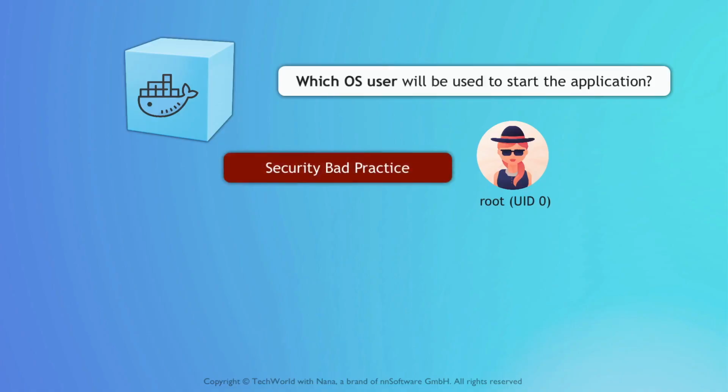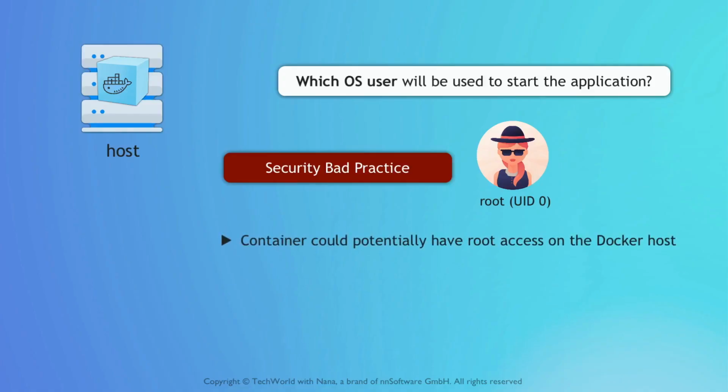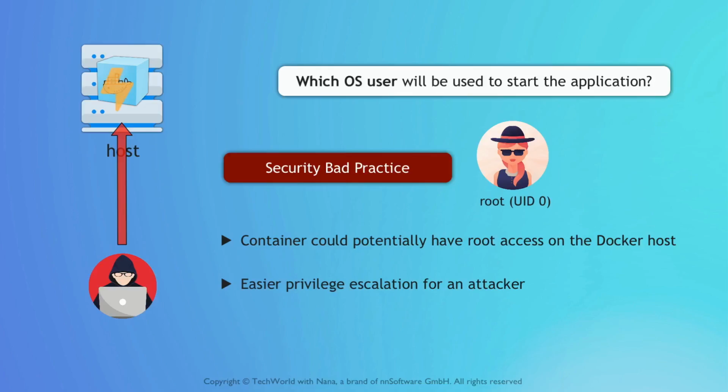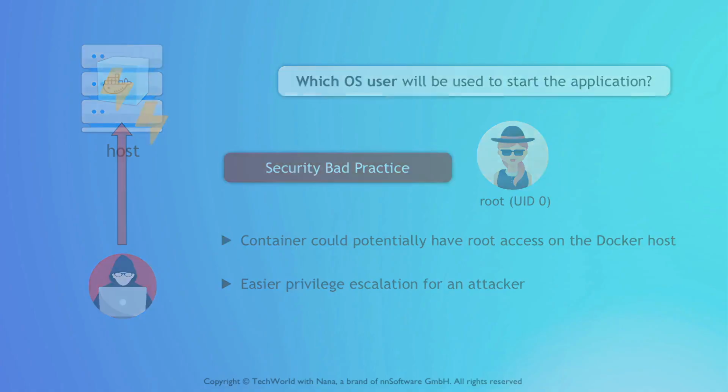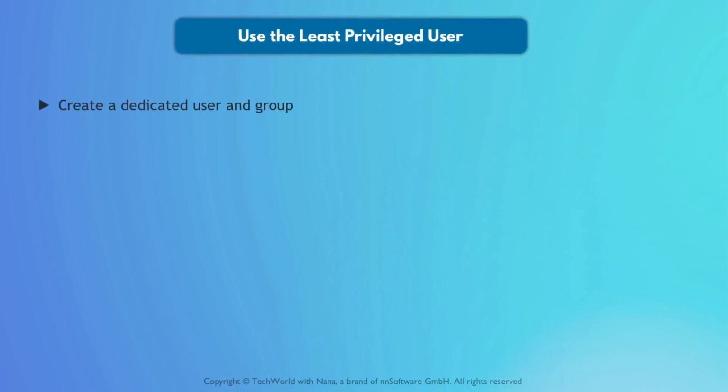This basically introduces a security issue, because when a container starts on the host, it will potentially have root access on the Docker host. So running an application inside the container with a root user will make it easier for an attacker to escalate privileges on the host and basically get hold of the underlying host and its processes, not only the container itself, especially if the application inside the container is vulnerable to exploitation. To avoid this, the best practice is to simply create a dedicated user and a dedicated group in the Docker image to run the application.